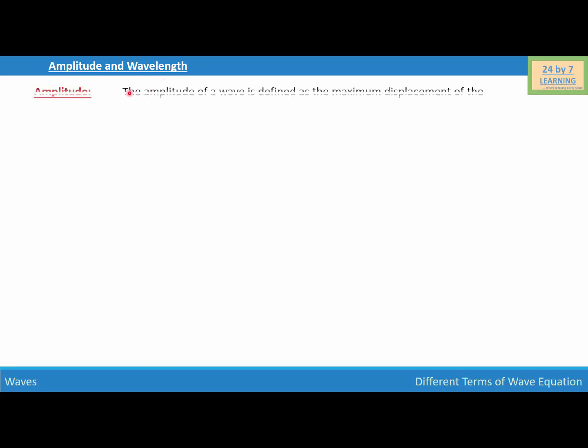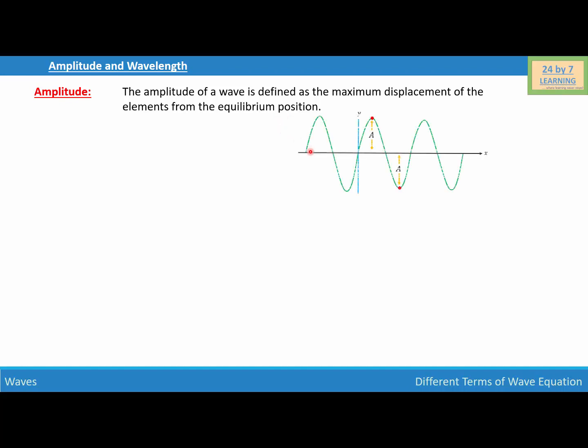Amplitude and wavelength. Amplitude. The amplitude of a wave is defined as the maximum displacement of the elements from the equilibrium position. In order to explain the amplitude, I'm going to consider a sine function. So basically this is how the wave is oscillating, where this is my x-axis and this is my y-axis.